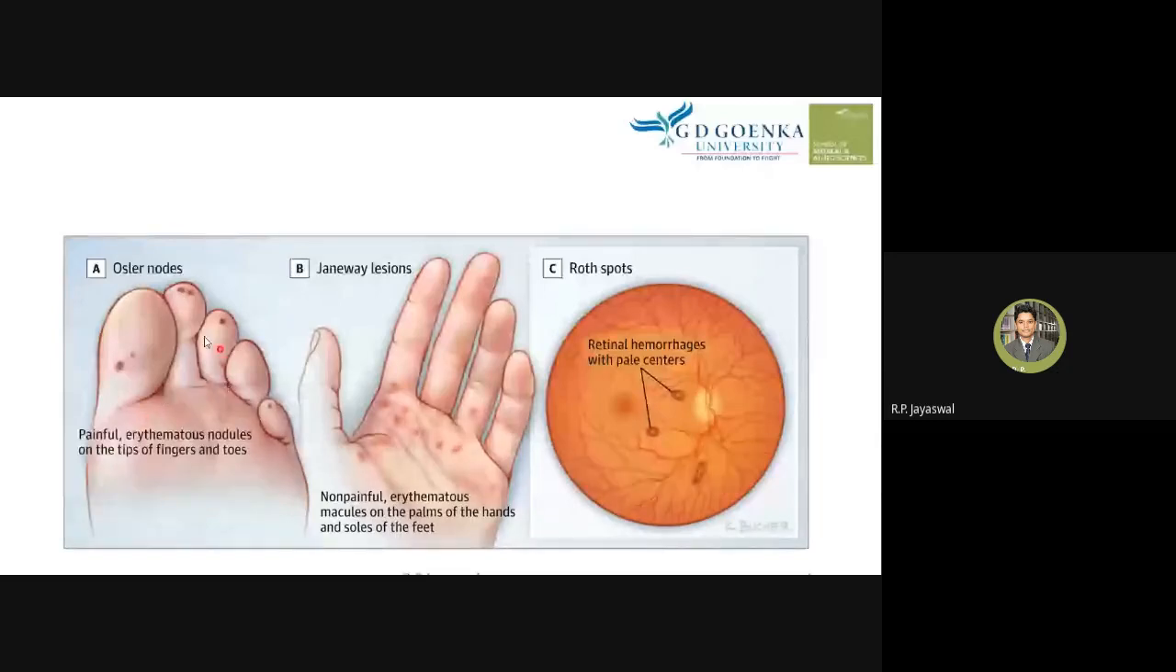nodules, meaning red spots we can see, which are painful, raised nodules. We can see this even on the fingertips or the toe tips also, and we can see the red spot where there are red-colored hemorrhages in the retina. So these are the spots we can see in the retina also. These are the common findings, common signs and symptoms you can usually see in a patient suffering from infective endocarditis.